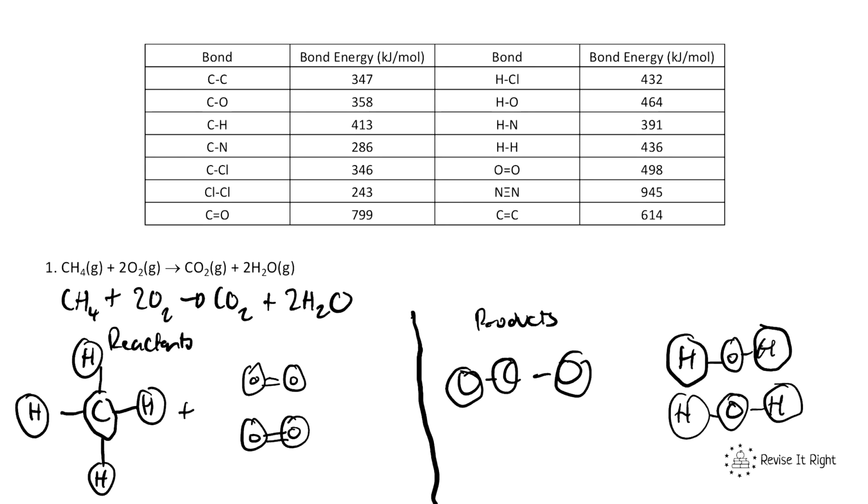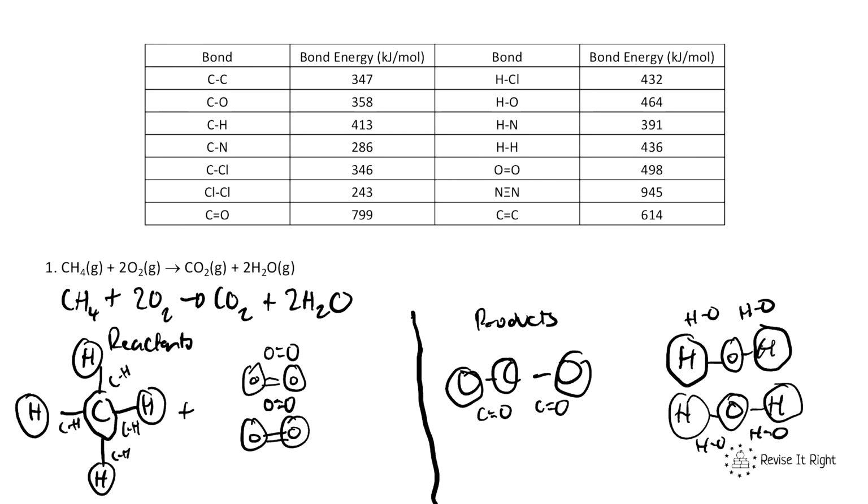So here we have a C-H, here we have a C-H, and here we have a C-H, and here we have a C-H. That's 4 C-H bonds. Here we have O=O, and here we have O=O. And then in this one here we have C=O and C=O. And in our 2 water molecules we've got H-O, H-O, and we've got H-O, H-O. So lots of bonds to work out here. So now we need to calculate the total amount of energy required to break the initial bonds.